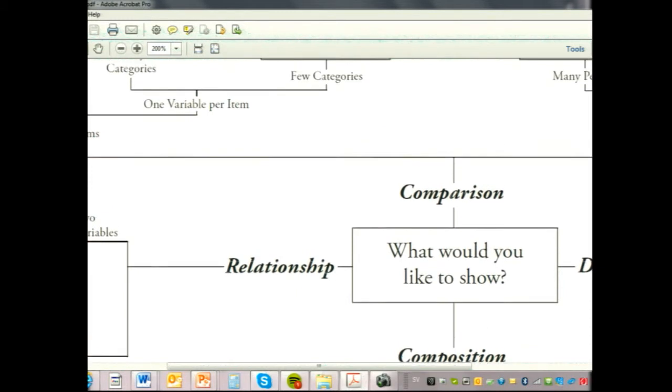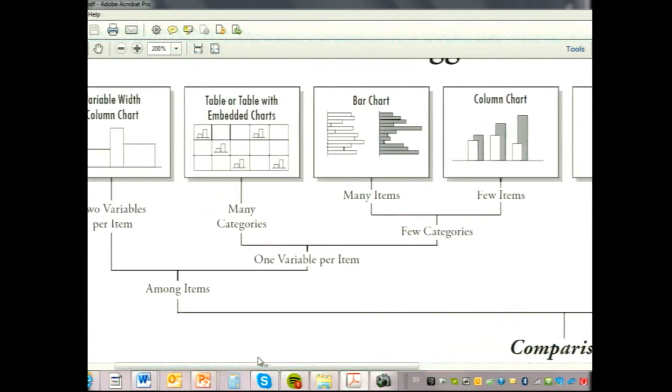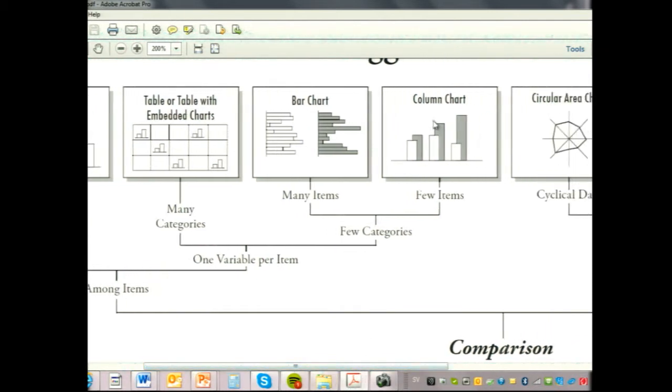Comparison, that's often what we're doing in our work, comparing different amounts. And here we can see you can have a bar graph with variable width of your columns as well, or you can use charts with a table with embedded charts. That's quite fancy. Then there's your basic column chart when you only have a few items you're comparing.